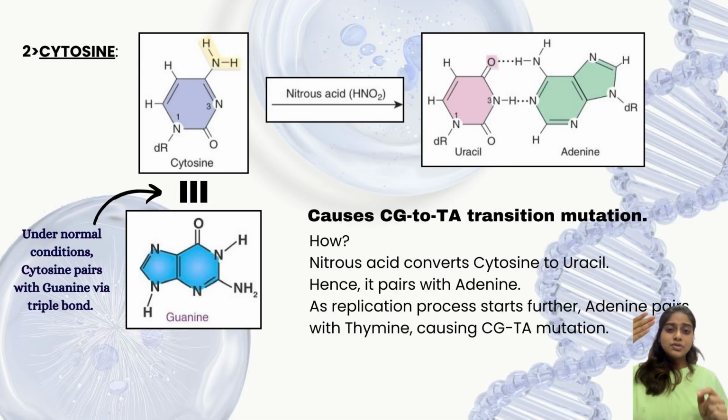So cytosine should have paired with guanine. But instead of that, it is being further converted to thymine. That's why it is causing transition mutation. How? Cytosine and thymine both are pyrimidines. So cytosine is being replaced by thymine. That's why it's a transition mutation. What kind of transition mutation? It is CG to TA transition.